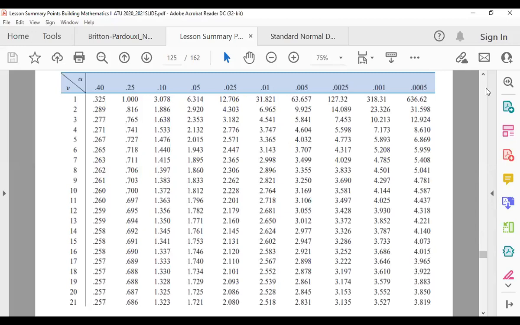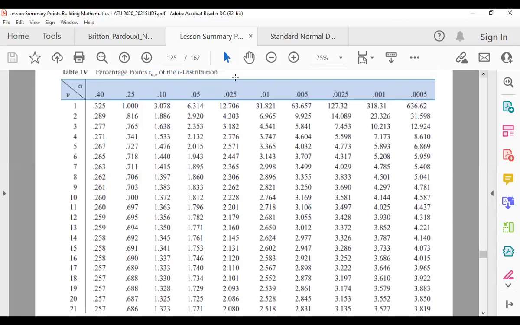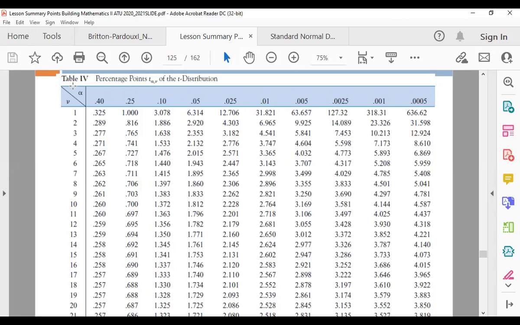Good. So this is the T table. On the T table, this is the degrees of freedom, the DF, which is your n-1. We write it as chi over here, which is degrees of freedom. And then your alpha is what you have up here. So these are the alpha values.